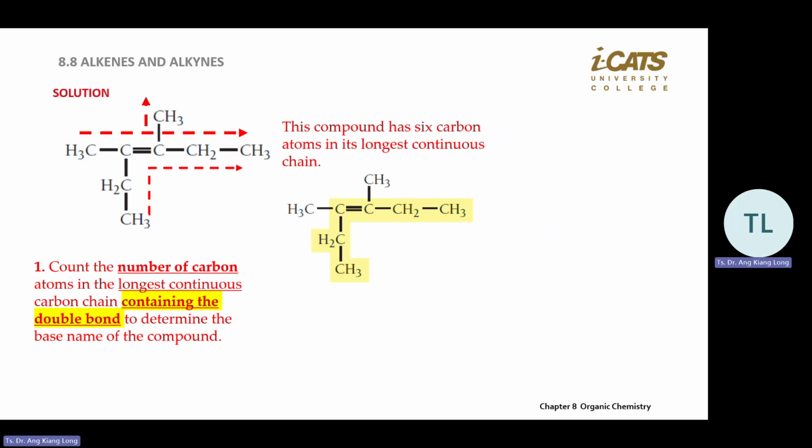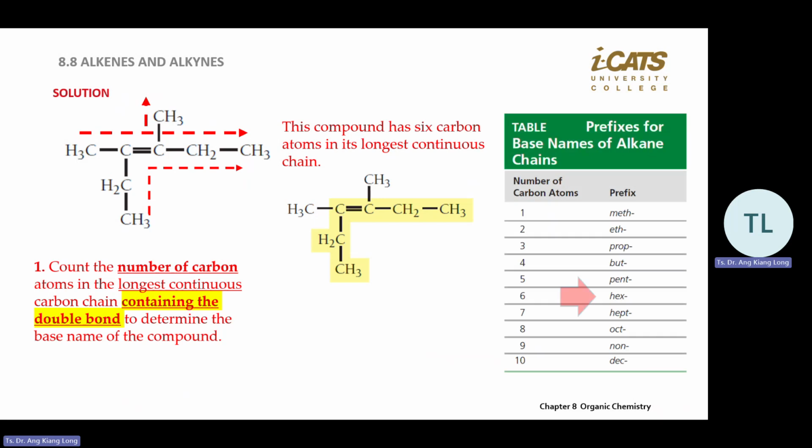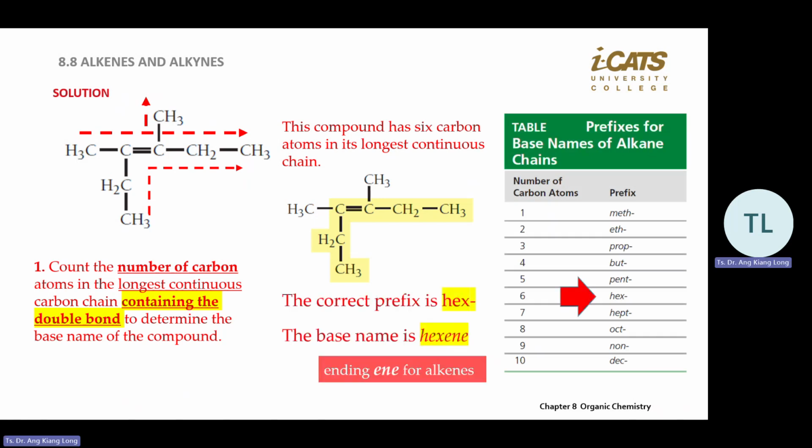Just highlight this one. You will see something like this in your test 2 and final exam. We will purposely trick you if you're not careful. Count from the longest continuous carbon chain. So this is hex, and why is it hexene? Because it has a double bond.